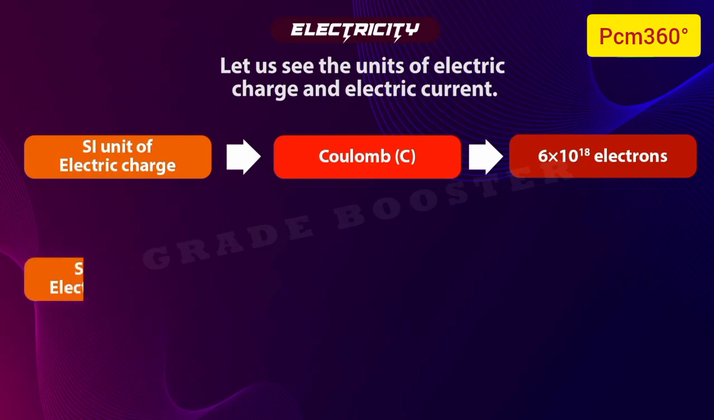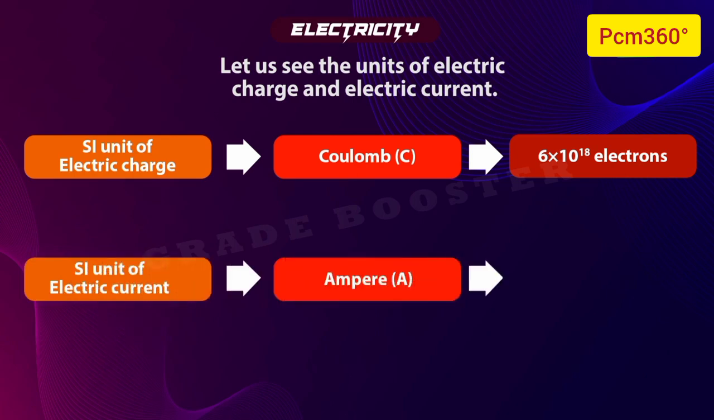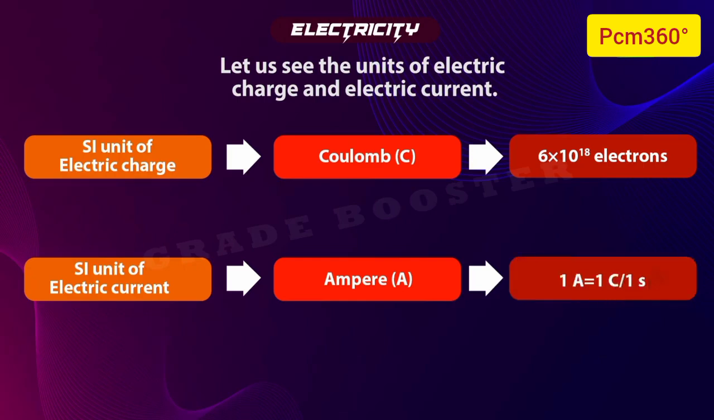SI unit of electric current. The unit of electric current is the ampere, A. 1 ampere is the flow of 1 coulomb of charge per second. 1 A = 1 C / 1 s.